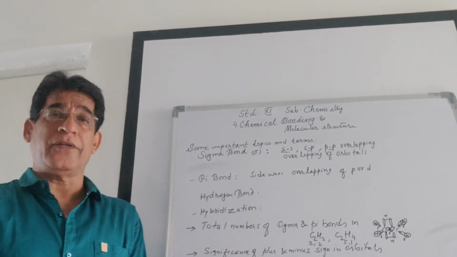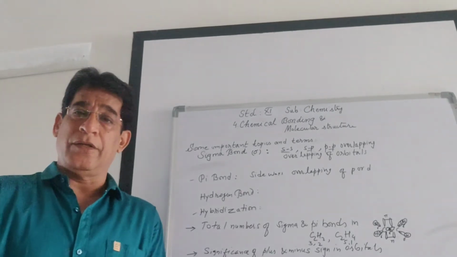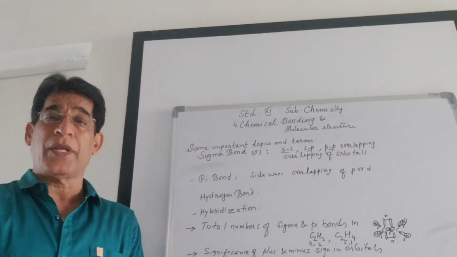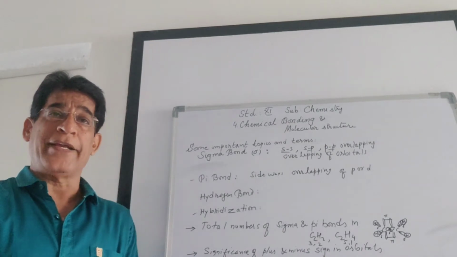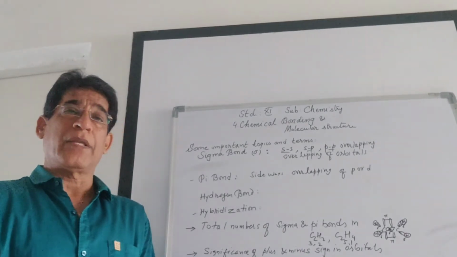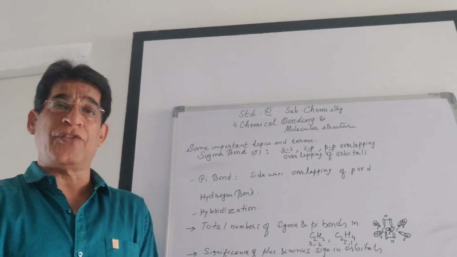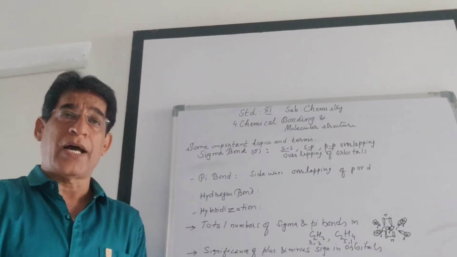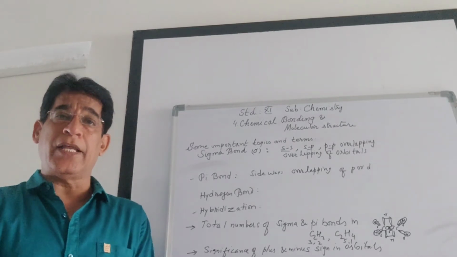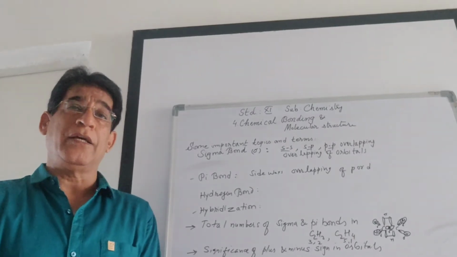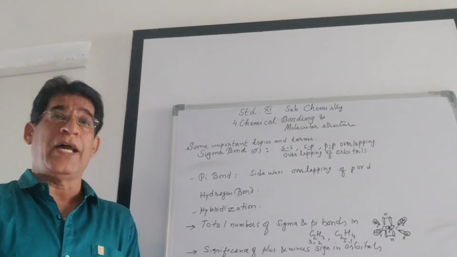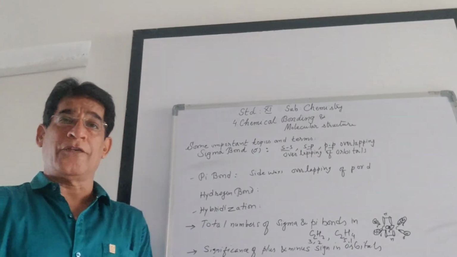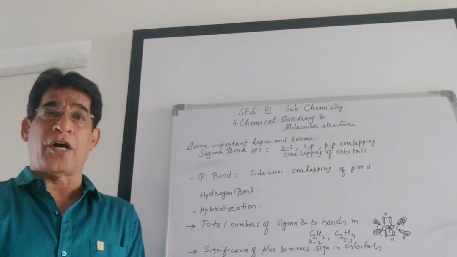Now, another question: write the favorable factors for the formation of an ionic bond. And the answer is: first, low ionization enthalpy of the metal atom. Second, high electron gain enthalpy of the non-metal atom. And third factor, high lattice energy of the compound formed.